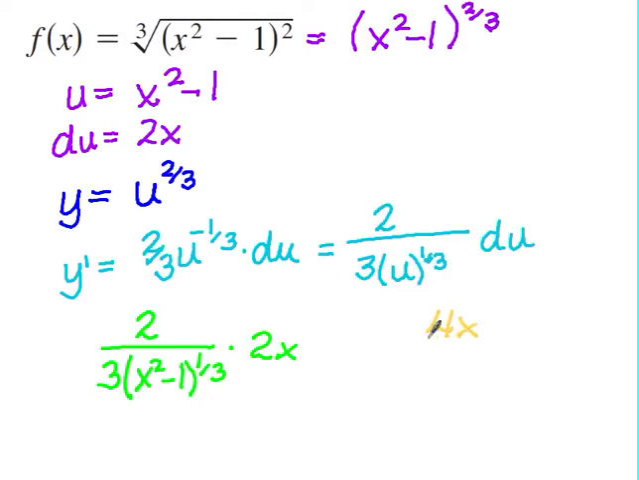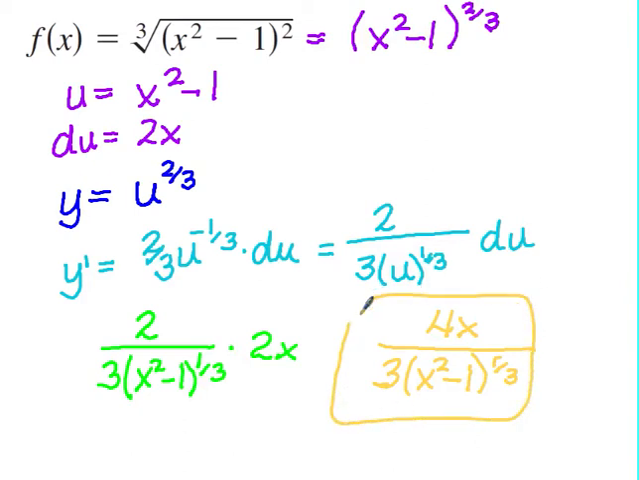yep, over 3 times x squared minus 1 to the 1/3. And there you go. So that's the chain rule in a nutshell.